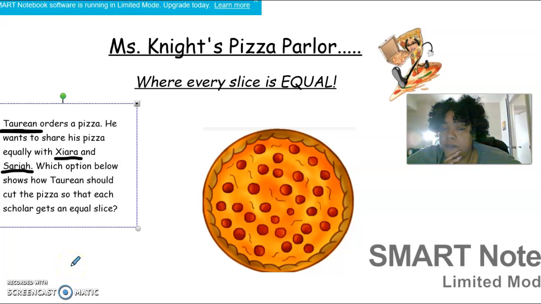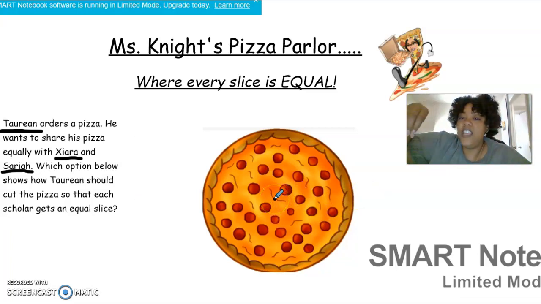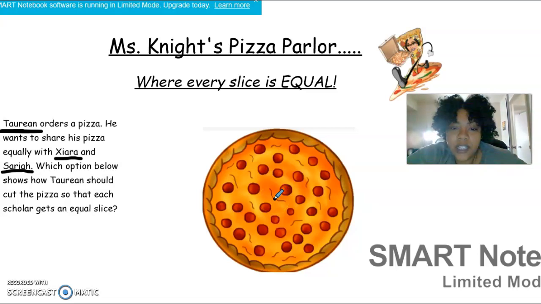Hmm. I bet you either said 3 equal parts or thirds. And you would be right. We need to cut this pizza into thirds. So to partition a circle into thirds, it can get a little tricky. What you have to remember is to start in the middle. So I'm going to put a circle or a little dot in the middle of this pizza, just like that little white thing they put in the pizza to keep it still. We'll pretend like this is that little white thing.